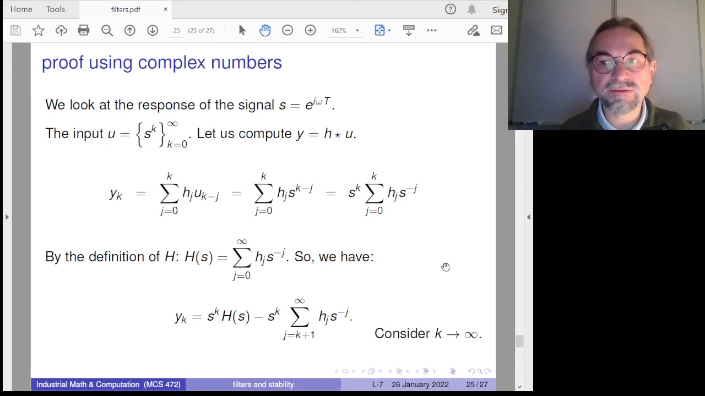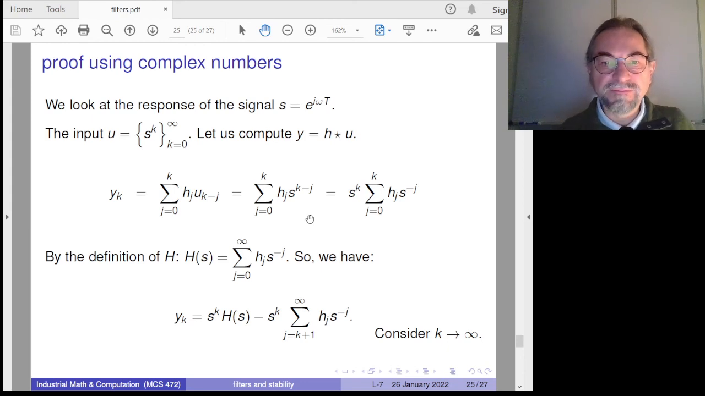Well, we have the transfer function given to us, that was the capital H. The little h are the coefficients that appear in the convolution. So the kth number in our output is computed by this convolution formula for any input. But actually now we are not interested in any input. We are interested in what the filter does to this signal, that is this complex exponential.